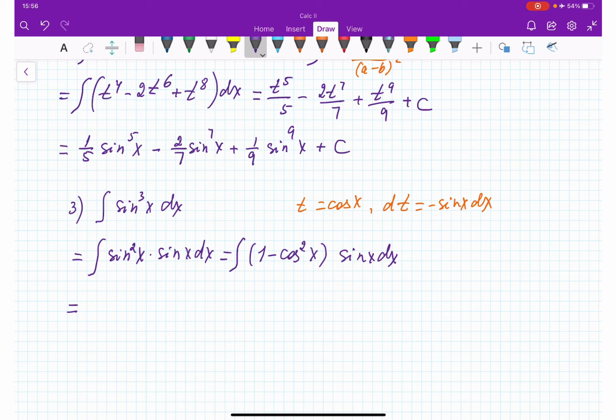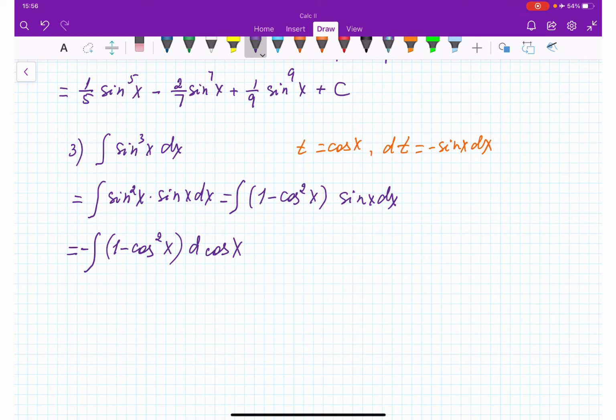Okay, so from here it's going to be integral 1 minus cosine square x, and this is going to be negative d cosine x, yes? Okay, negative d cosine x. And from here we have negative integral 1 minus t squared, plugging our substitution, and dt.